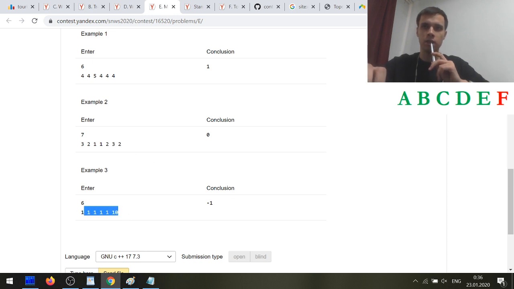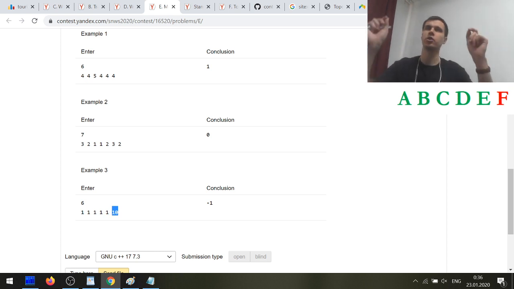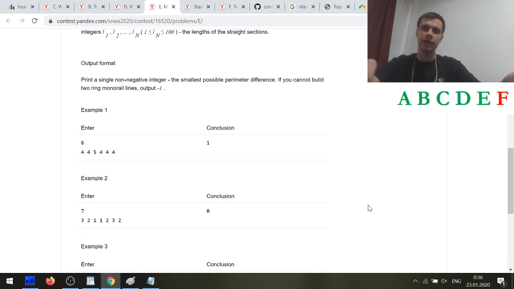And here I have 6 segments, 1, 1, 1, 1, 1, and 10. And 10 is just too long. I cannot form a polygon if I have a long segment of length 10 and then I have 5 segments of length 1. I just cannot close the polygon, so I cannot use it here. That's why the answer is -1 here. -1 means that I cannot build the 2 polygons.